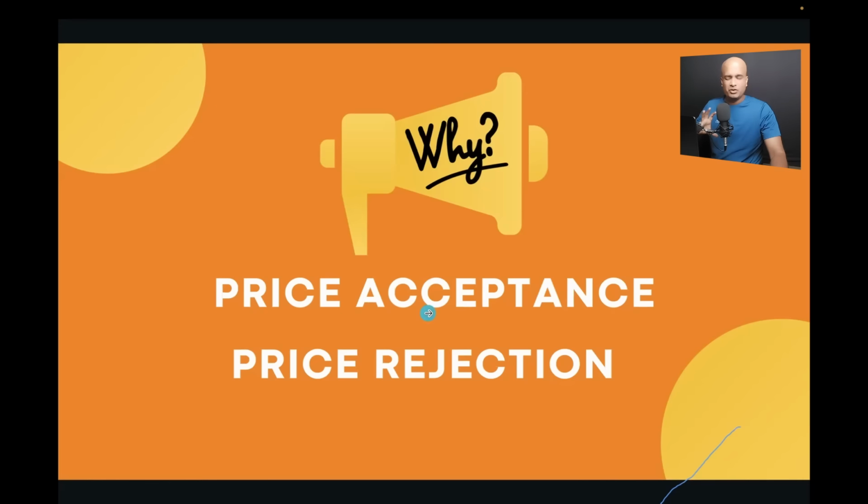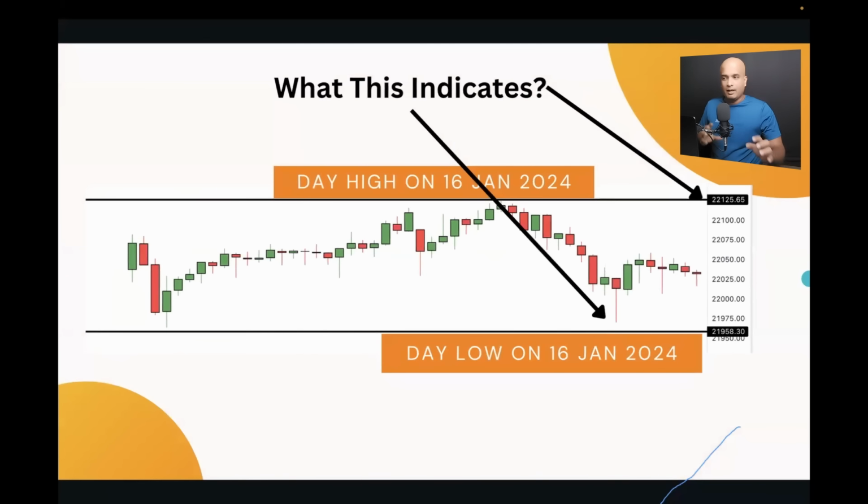And friends, please note, this is a very powerful technique or strategy. You should use it in a very careful manner. So now I will start with a small introduction. For example, from here to here, this is 16th January data. So this is the day high, 22125. This is the day low. The line is a little low, but it's okay. You just consider 21958 as the day low.